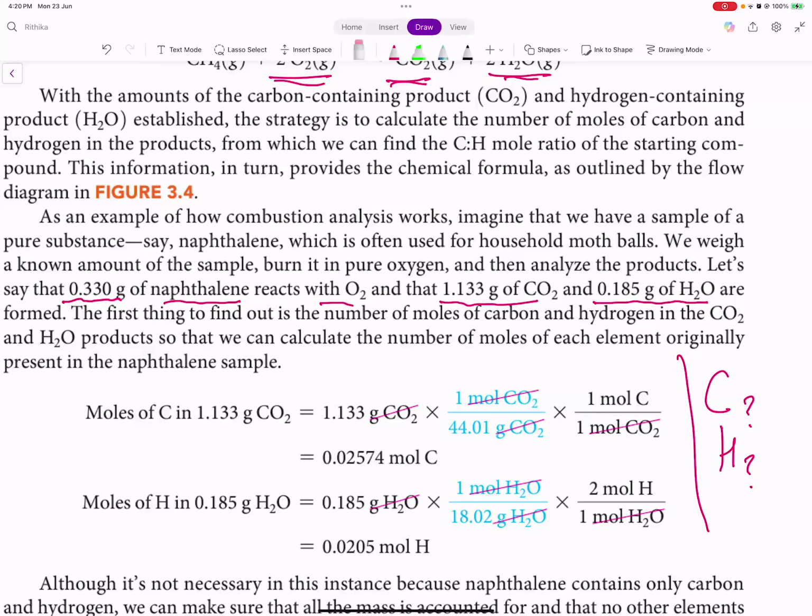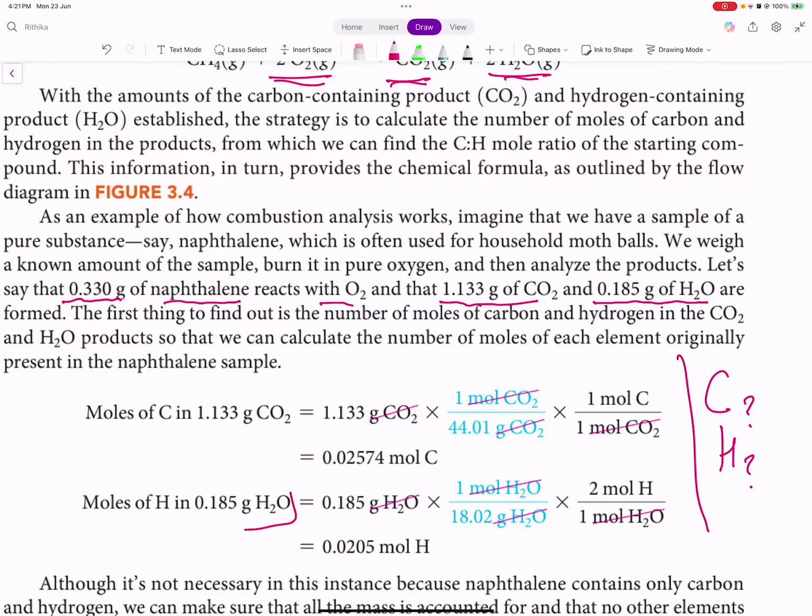So in this case, let's just calculate the number of moles of CO2, and that will be the same as the number of moles of carbon. But that's only in this case. In any case, if we take CO2, right?